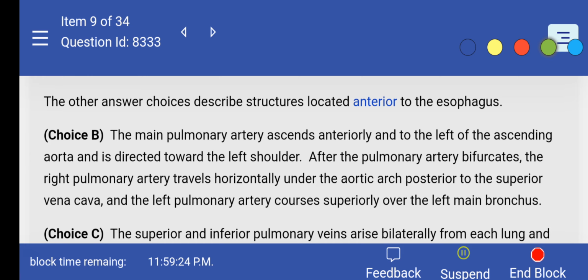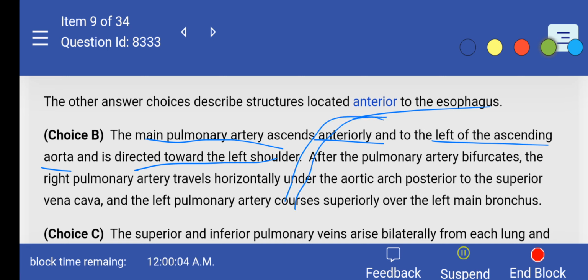The other answer choice describes structures located anterior to the esophagus. So all these structures are anterior to the esophagus, right? For example, the main pulmonary artery ascends anteriorly to the left of the ascending aorta. As we talked about, the ascending aorta is posterior to the main pulmonary artery, so opposite to that, the main pulmonary artery is anterior to the ascending aorta. Simple thing, and it is directed toward the left shoulder, right? They mean to say this would go to the left side.